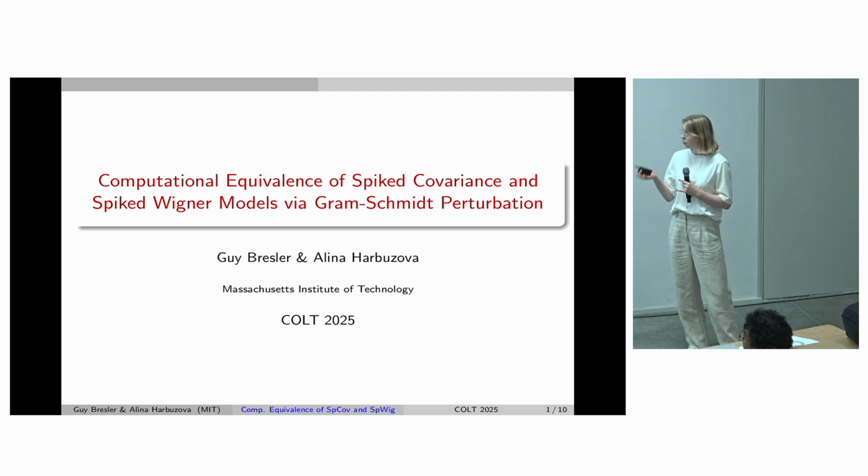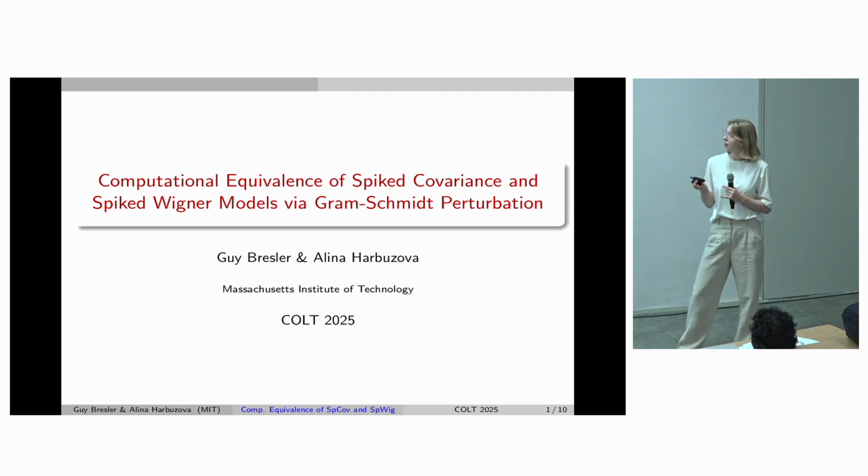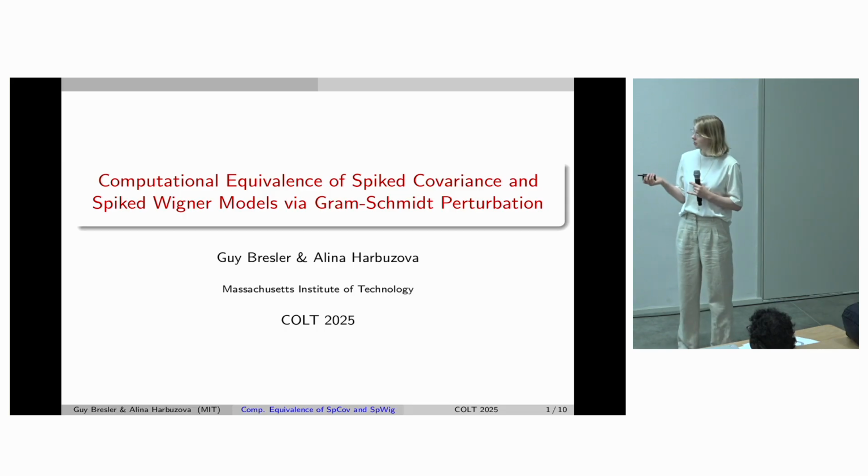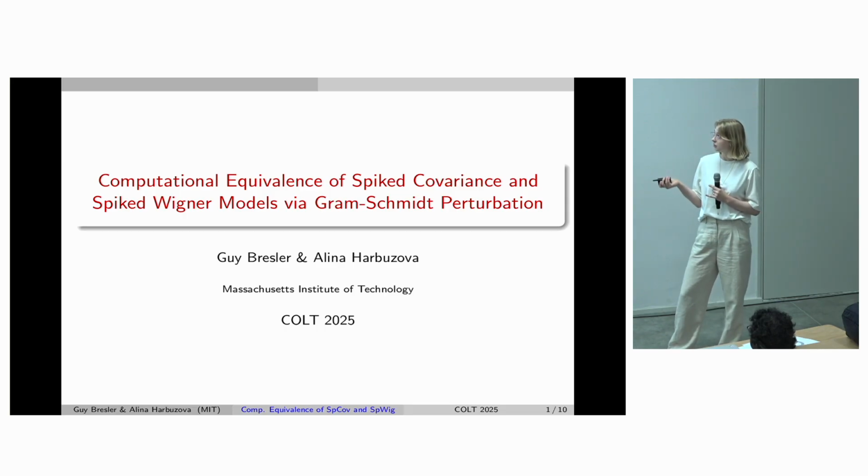For modern average-case problems, where the input is random, such classification and any kind of equivalences are currently missing from the literature. So we address this by establishing first computational equivalence between two very well-known problems of high-dimensional statistics, spike covariance and spike Wigner model.